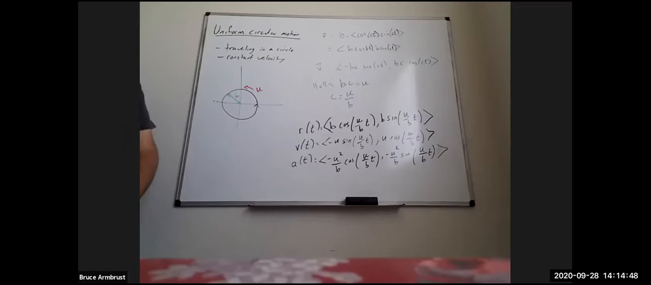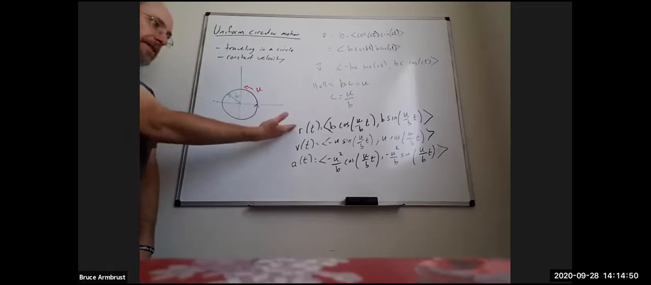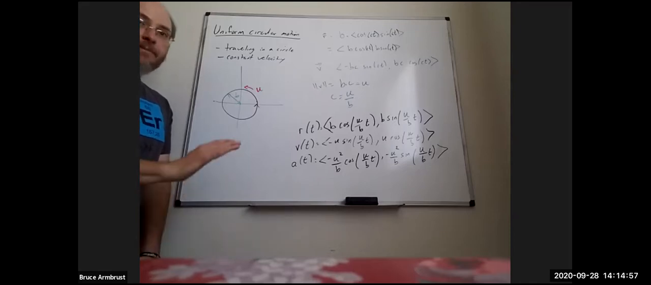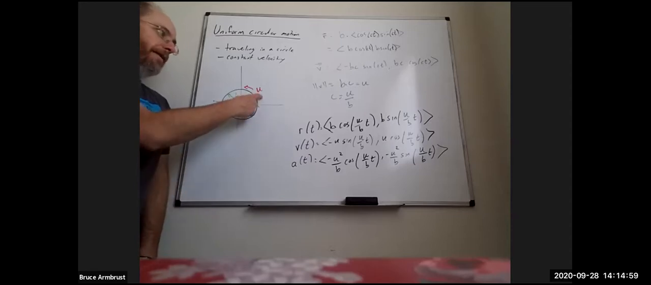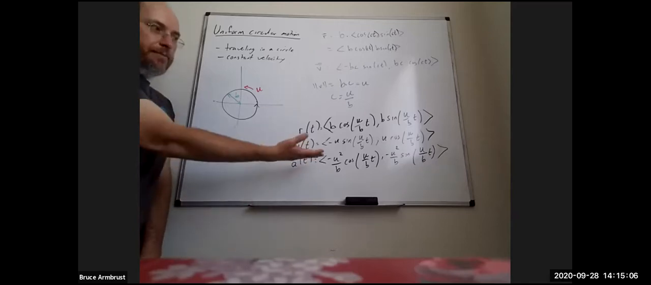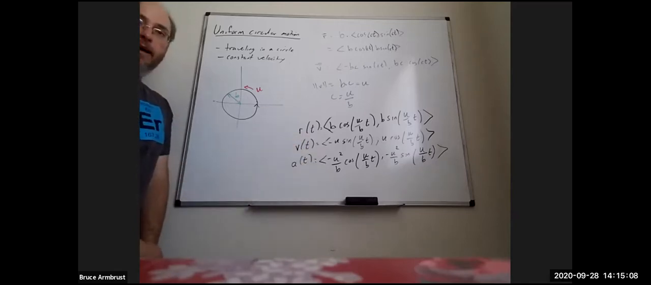All right, so there you go. We now have position, velocity, and acceleration for uniform circular motion. And it doesn't matter. You tell me how fast it's going, and you tell me how far away. I just put those numbers in, u and b. I put them in there, and I've got my function.